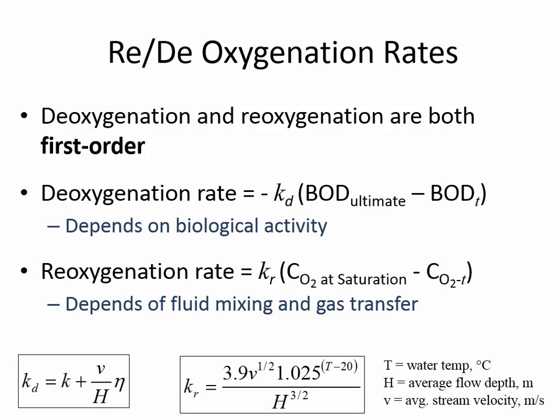Here's just an example of a couple of empirical equations that can be used to estimate both the deoxygenation rate constant and the reoxygenation rate constant. Of these, in the homework assignment that I'm going to give you on Tuesday, I'll have you only use the reoxygenation rate constant. You can see it's a function of the velocity of the water, the depth, and also the temperature of the water, which are the factors accounted for in this equation.